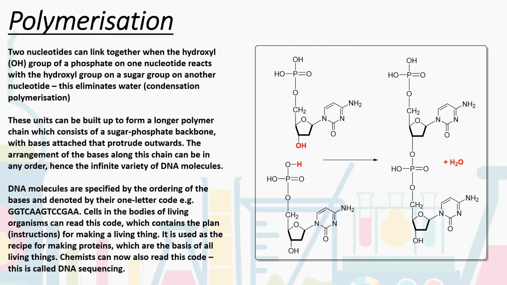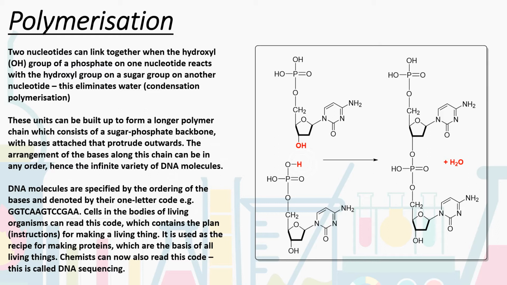And the arrangement of these bases along this chain can be in any order, hence the infinite variety of DNA molecules. Now, DNA molecules are specified by the ordering of the bases. So much like we had our proteins being specified by their primary structure, the sequence of amino acids, DNA is specified by the ordering of the bases. And again, we can talk about a 1-letter code. So it could be, for example, the 1-letter code shown here. Remember that we have G, C, T, and A.